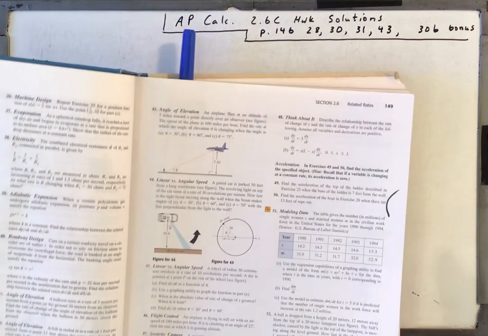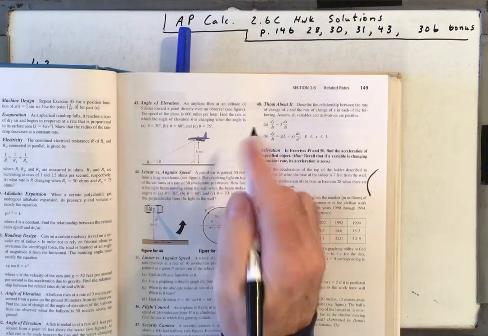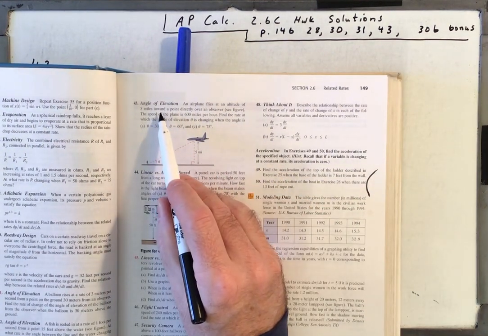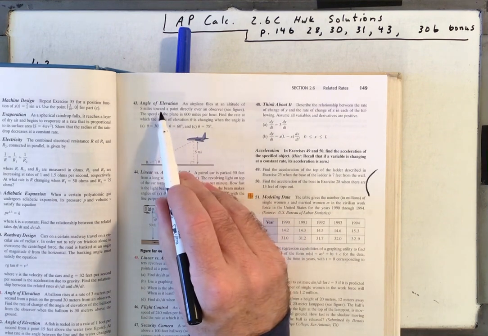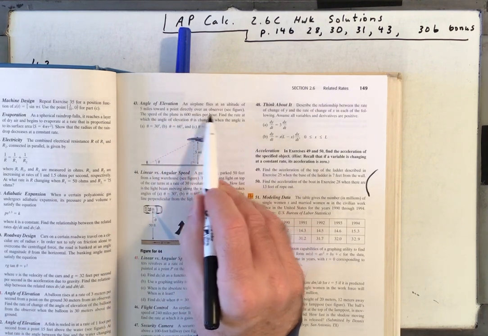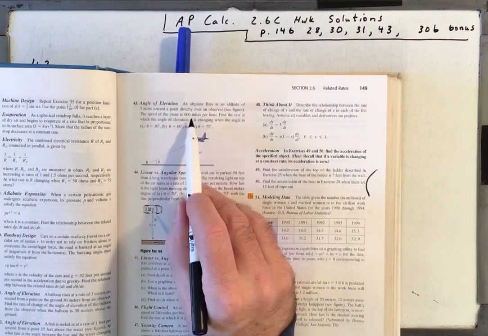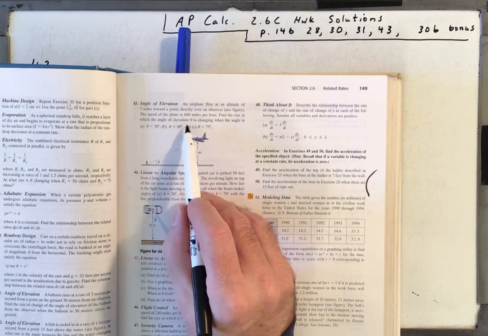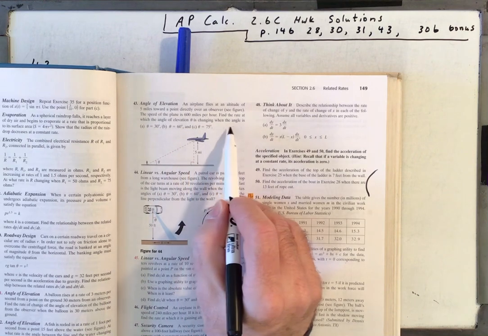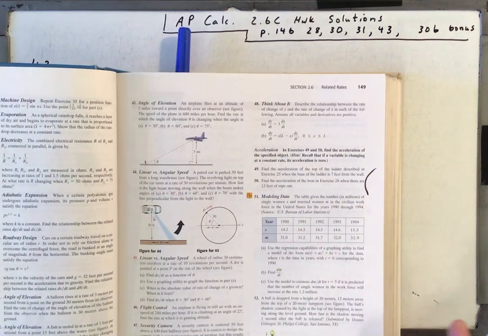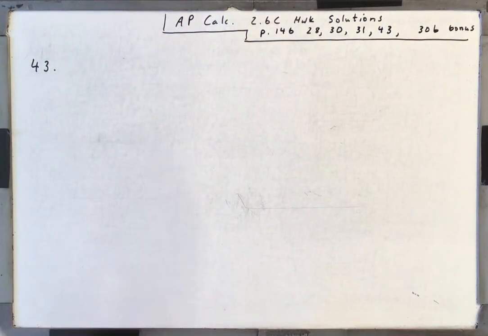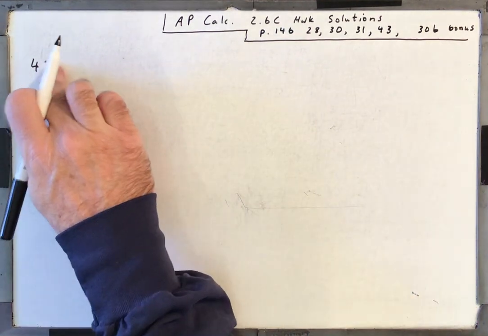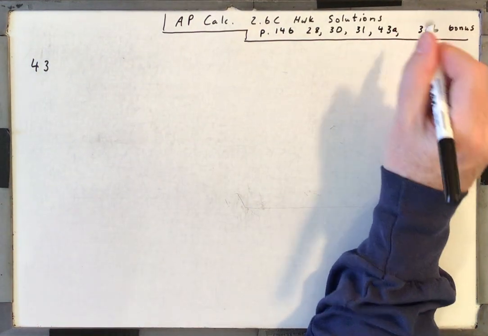Okay, here we go. We've got an airplane flies at an altitude of 5 miles, so that would be the height there, toward a point directly over an observer. The speed of the plane is 600 miles an hour. Find the rate at which the angle of elevation theta is changing when the angle is 30 degrees. So we're just doing part A here.